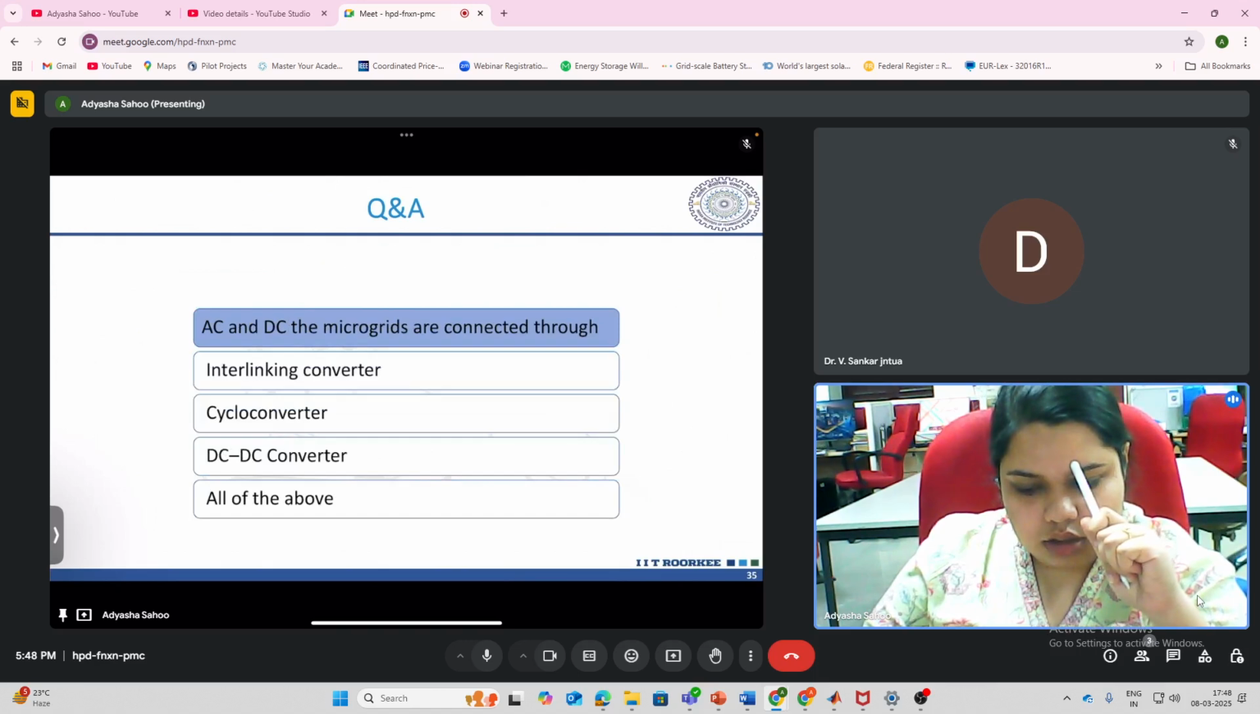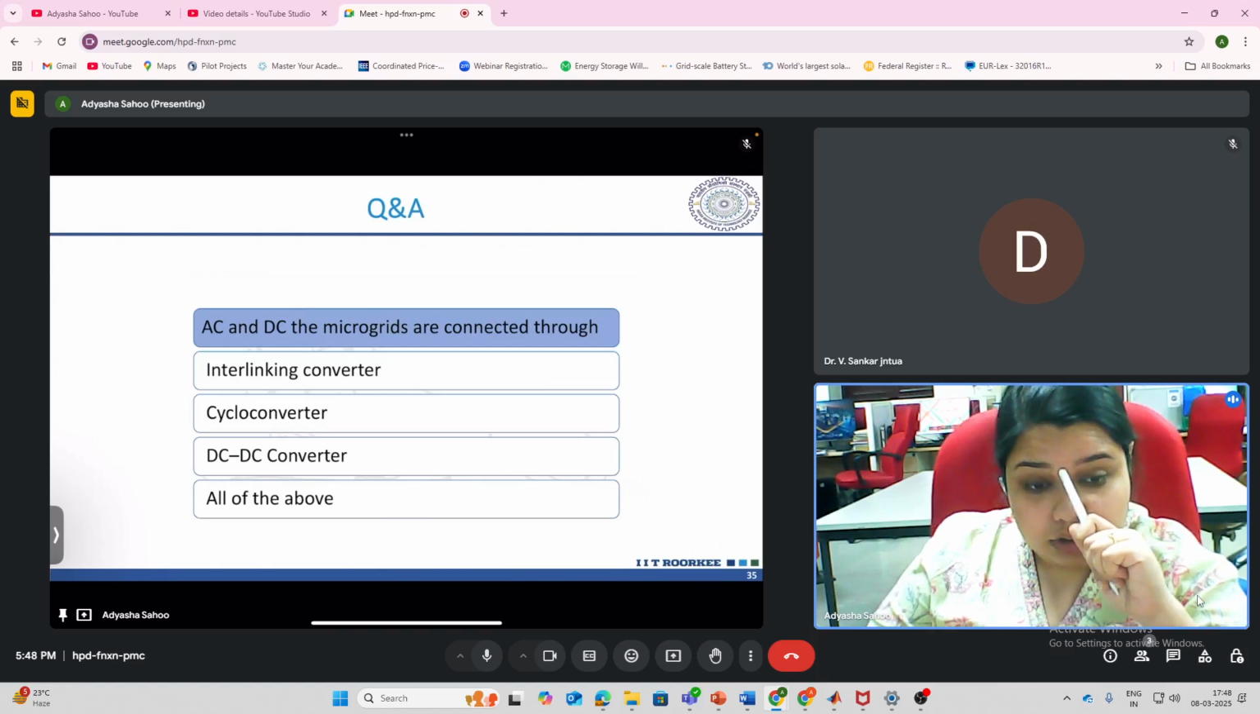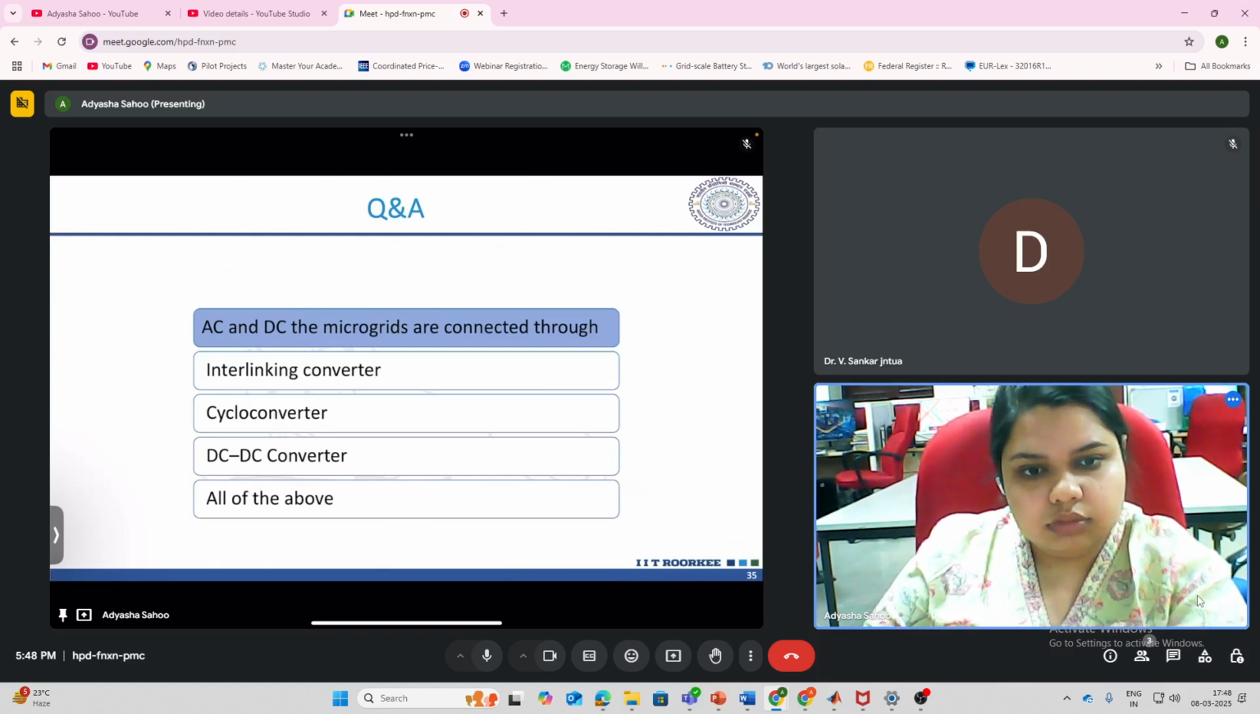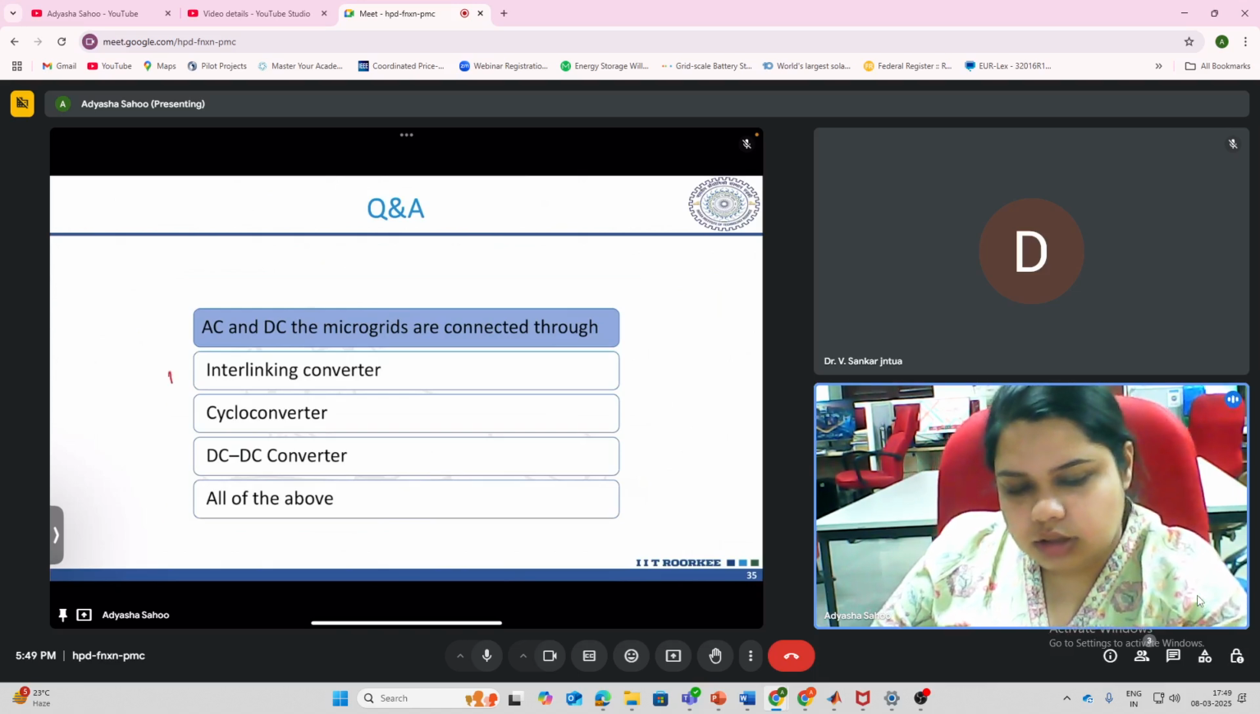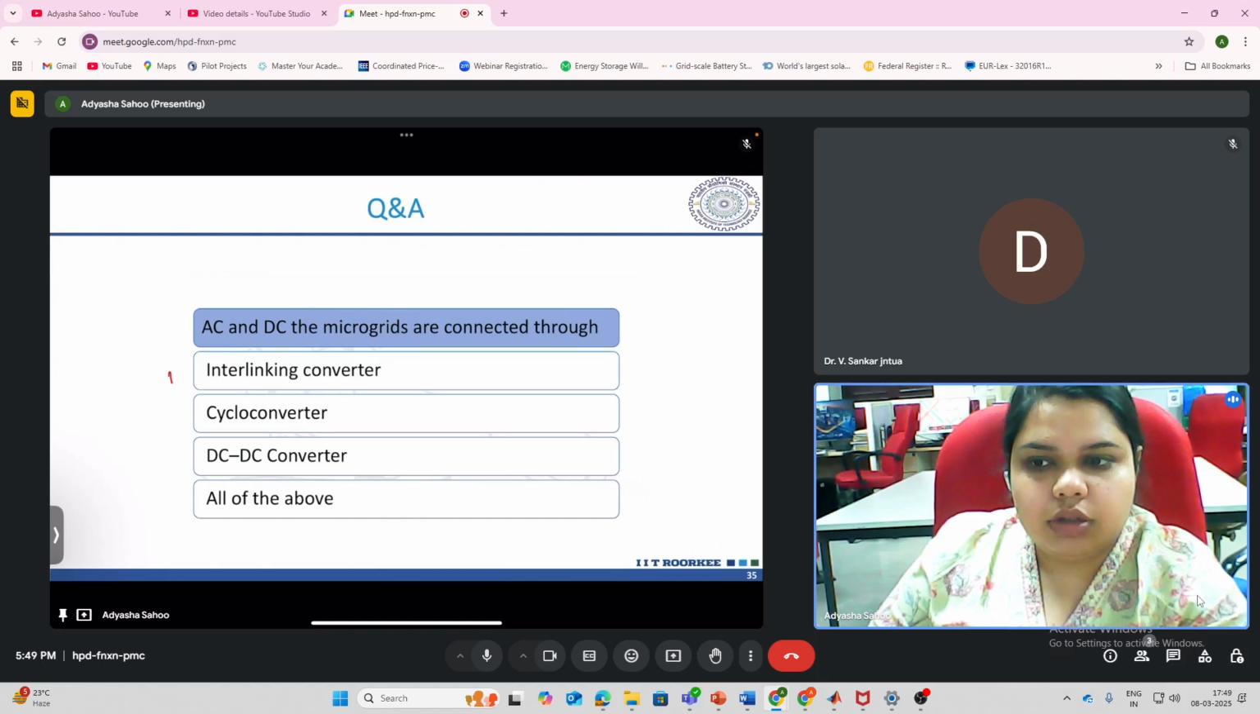Now, AC and DC microgrids are connected through interlinking converter, cycloconverter, DC-DC converter, or all of the above. It is the interlinking converter, right? ILC. We discussed that and its operation also.